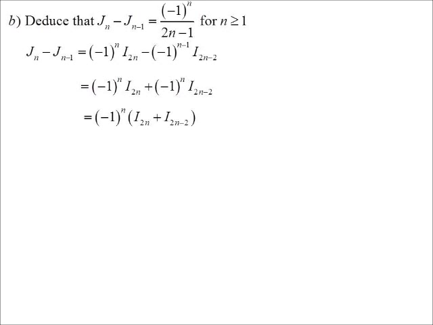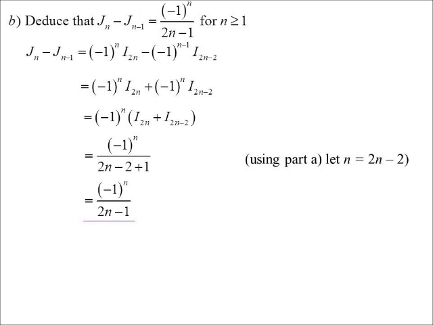Factorise that, I get I_{2n} plus I_{2n-2}. But I'm going to let n equal 2n minus 2. And then I can use that formula. And so the bottom of the fraction becomes 2n minus 2 plus 1, which is 2n minus 1. Okay.